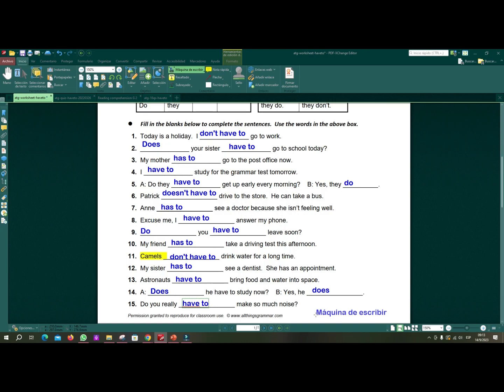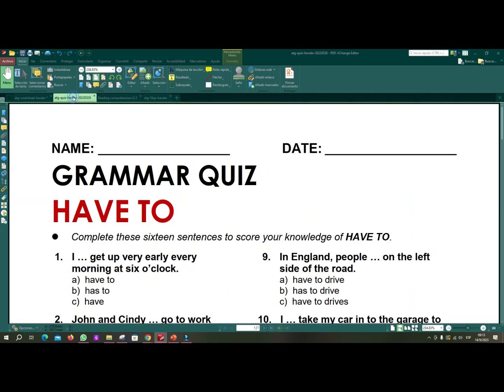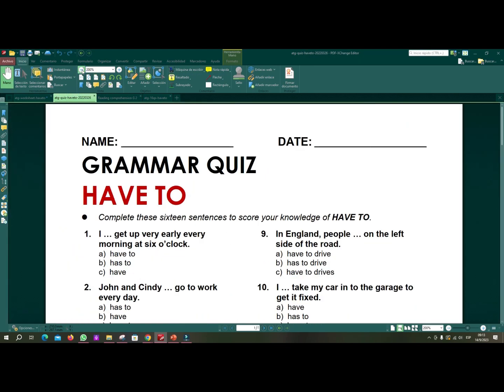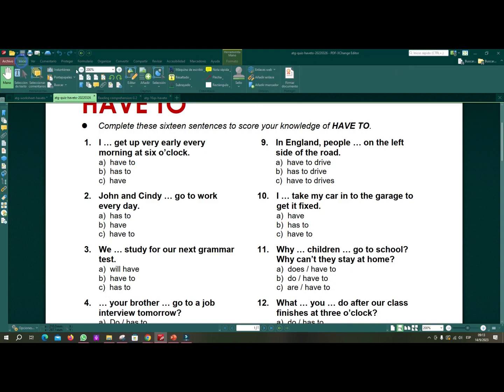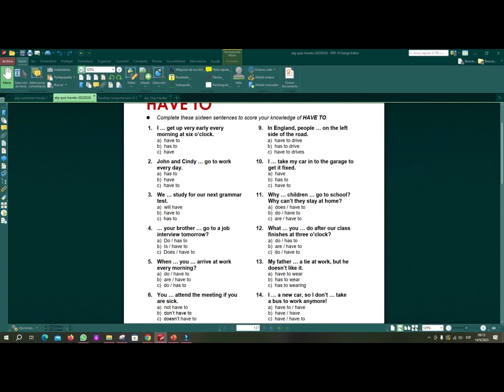Was it easy or difficult? What do you think about this topic? Is it difficult? More or less. Okay, kind of difficult. Okay, that's good. So let's continue practicing this. Here you have this. And this is like a quiz, guys. So let me do it a little bit.